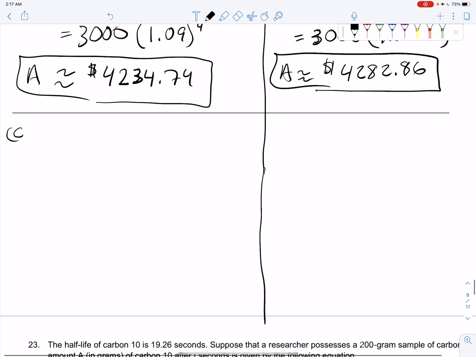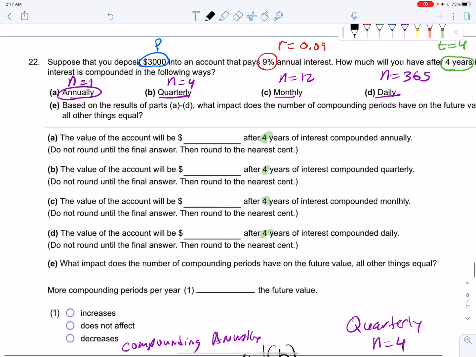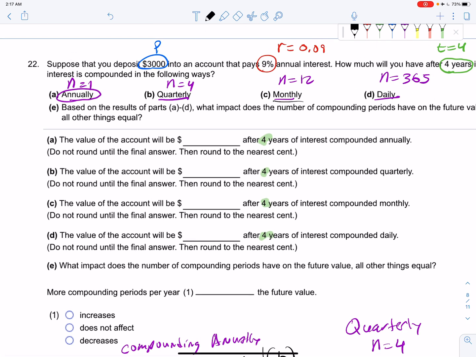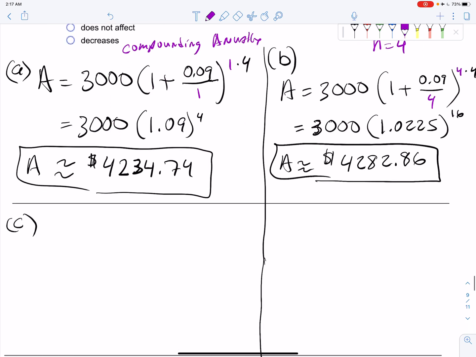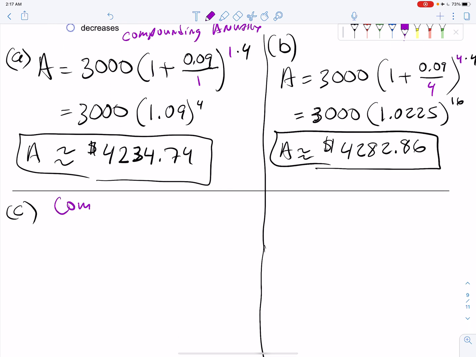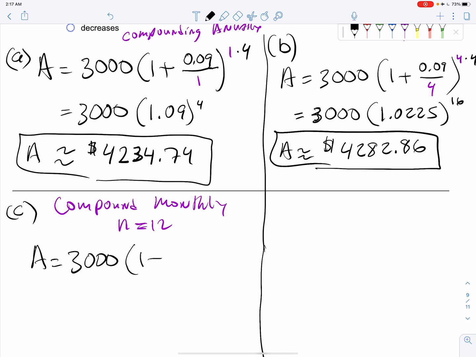Okay, so now C. Now let's see, what was the difference on C? Part C right here says compounding monthly. So let me just write that up for us. For C, it says compound monthly. That means n equals 12. All right, so what's the formula again? It's A equals principal $3,000, 1 plus 9% divided by my compounding periods. Compounding periods is monthly, so it must be 12.